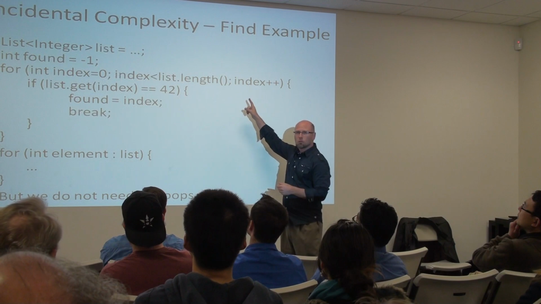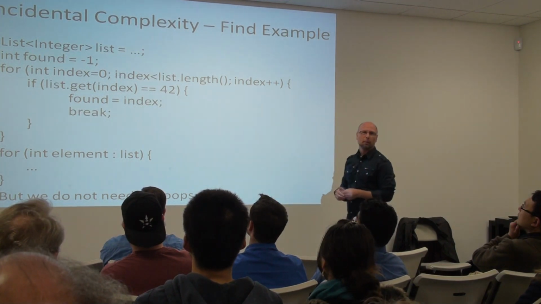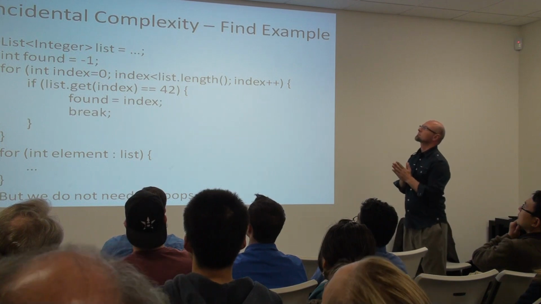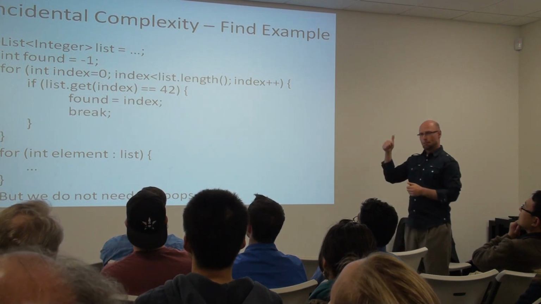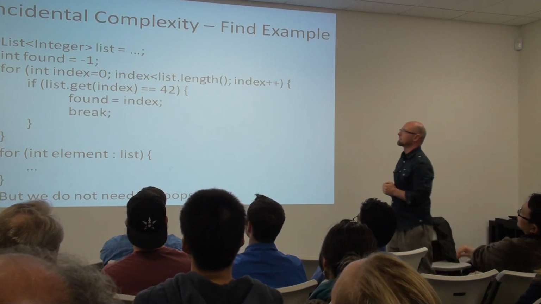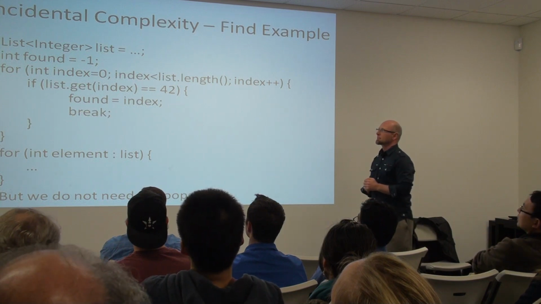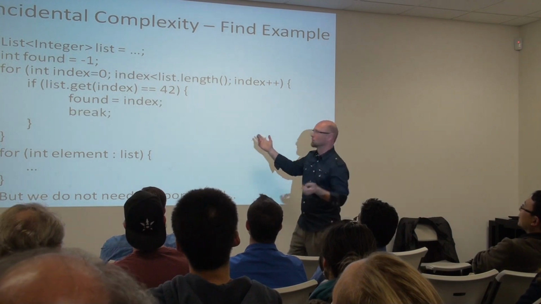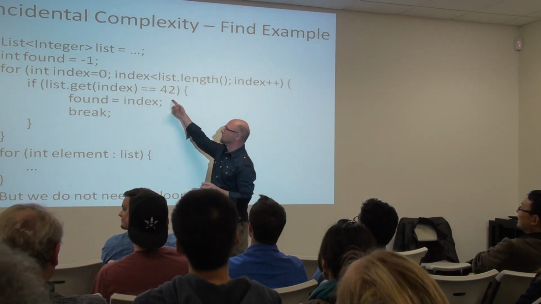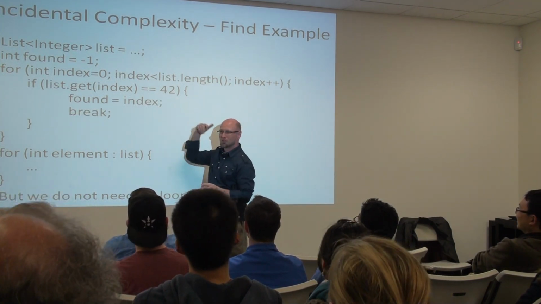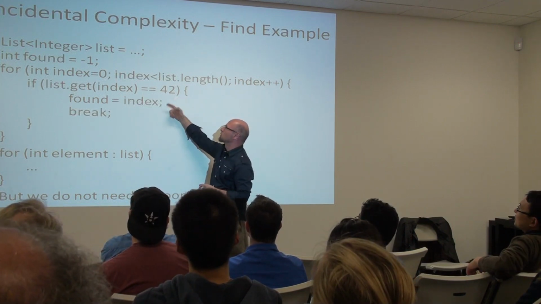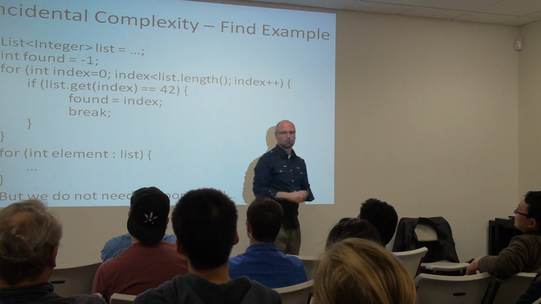Can somebody figure out what this code is supposed to do? Find 42 in the list. Bingo. Exactly. And then the index of 42. Yes, which I presume is what you meant, but I've looked at this for a long time. So essentially, it goes through the list and finds if there's a 42 in there, it remembers what index it is. Right?